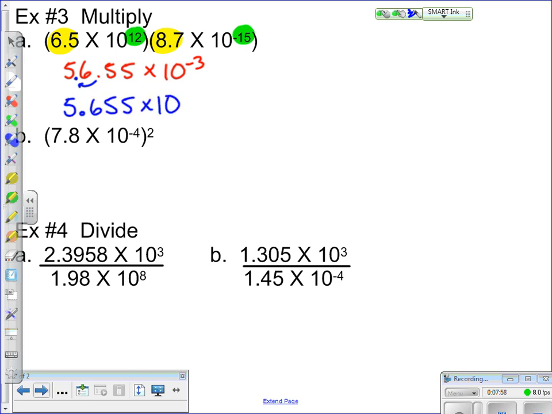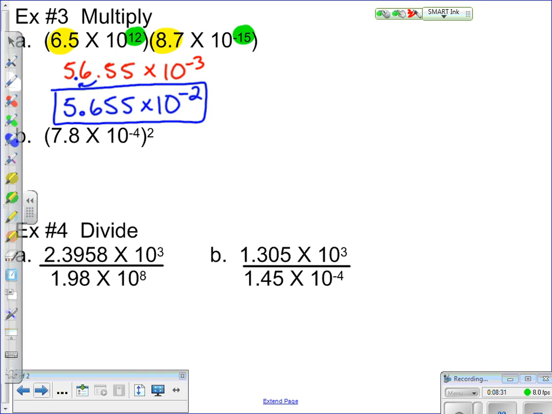Now since you moved it one position, you're going to need to change the exponent by 1. Now the way I remember this is, the first number got smaller. 56 went to 5. That's smaller. So the other side, the exponent, needs to get bigger. And 1 bigger than negative 3 is negative 2. So this is the number in scientific.